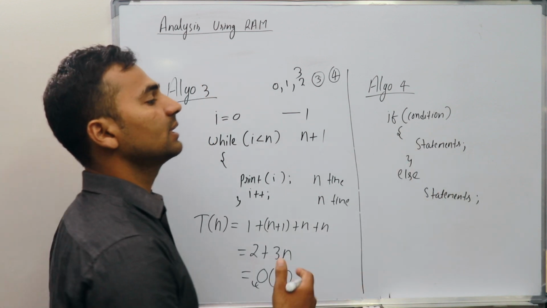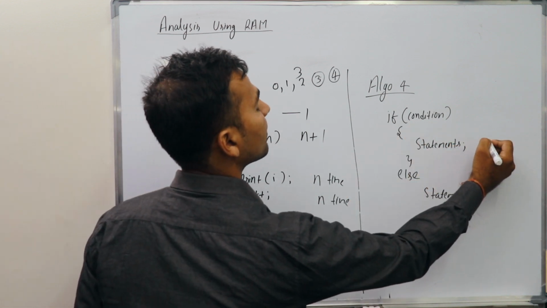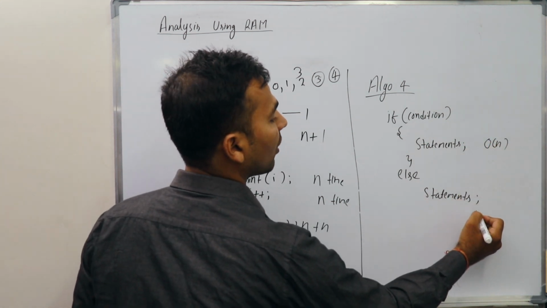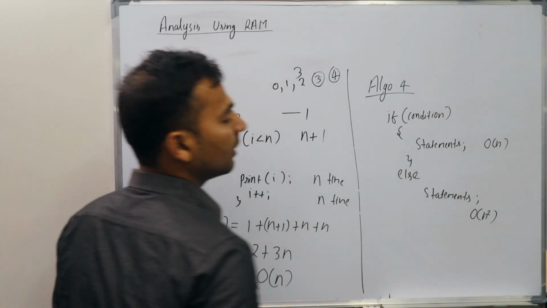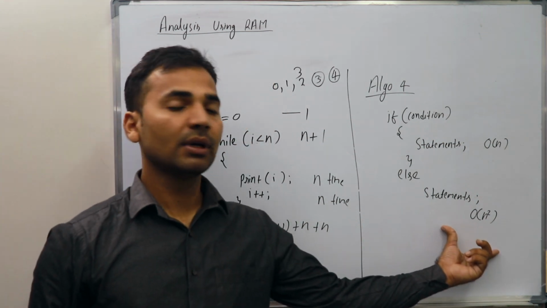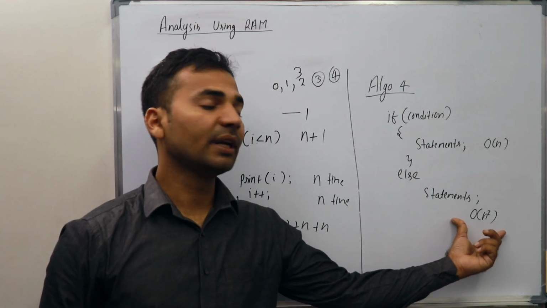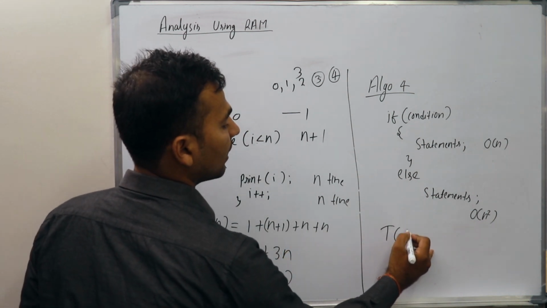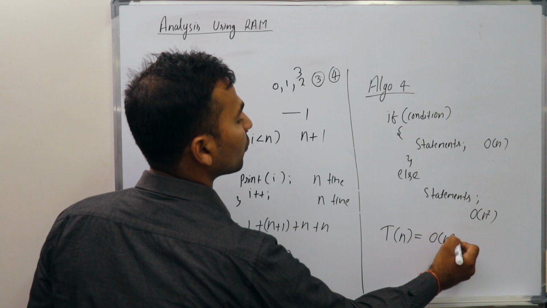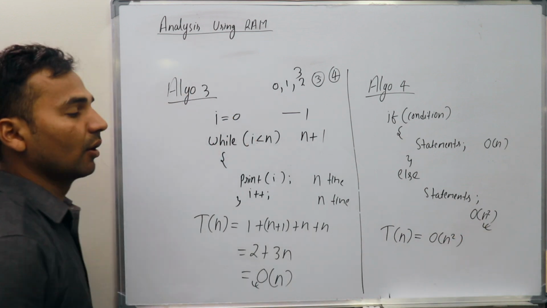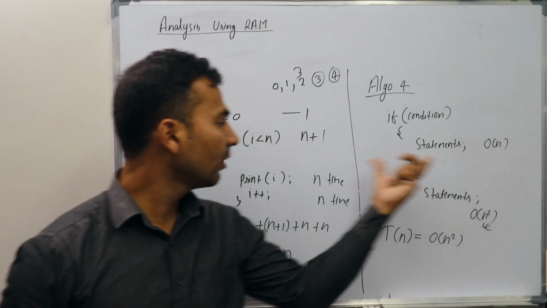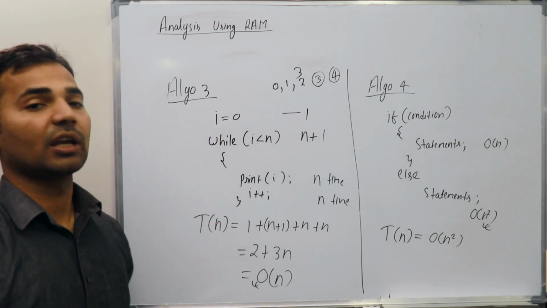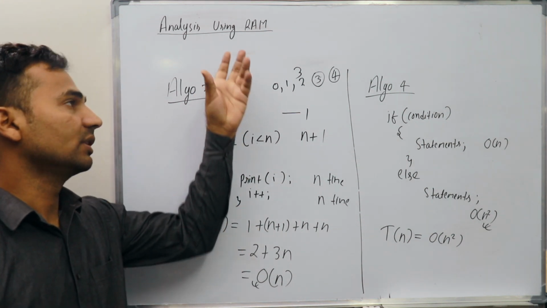So what we basically do is, suppose we get a dominating term of O(n) here, and here we get a dominating term of O(n square), then we write the maximum dominating term as the complexity. So how do we write this? We write T(n) is equal to O(n square), because this is the dominating term. We find O(n square) and O(n) in a similar manner. So this is not a complete example. Now we'll talk about a complete example to analyze using a RAM model.